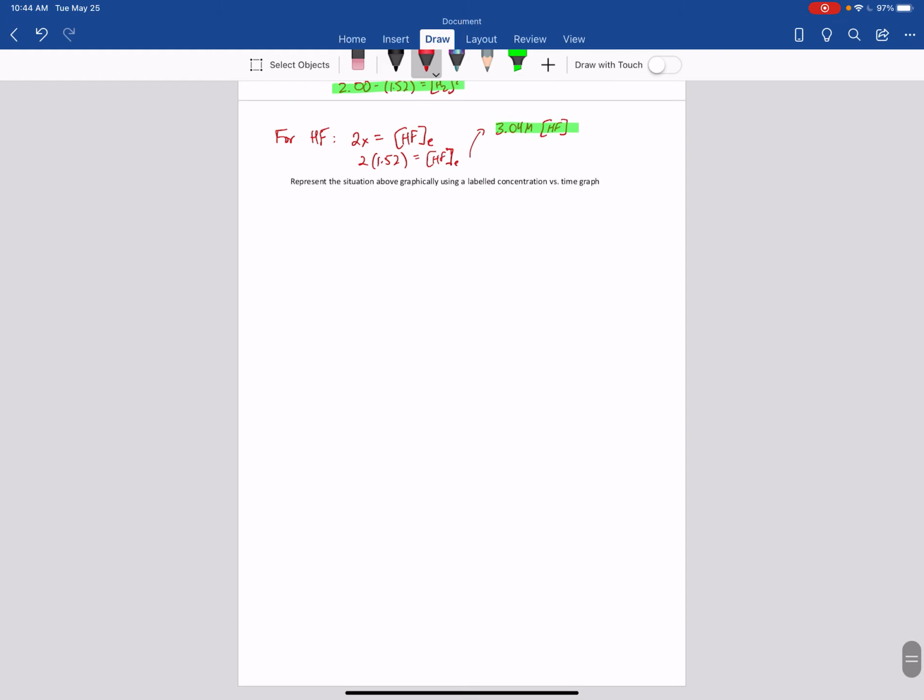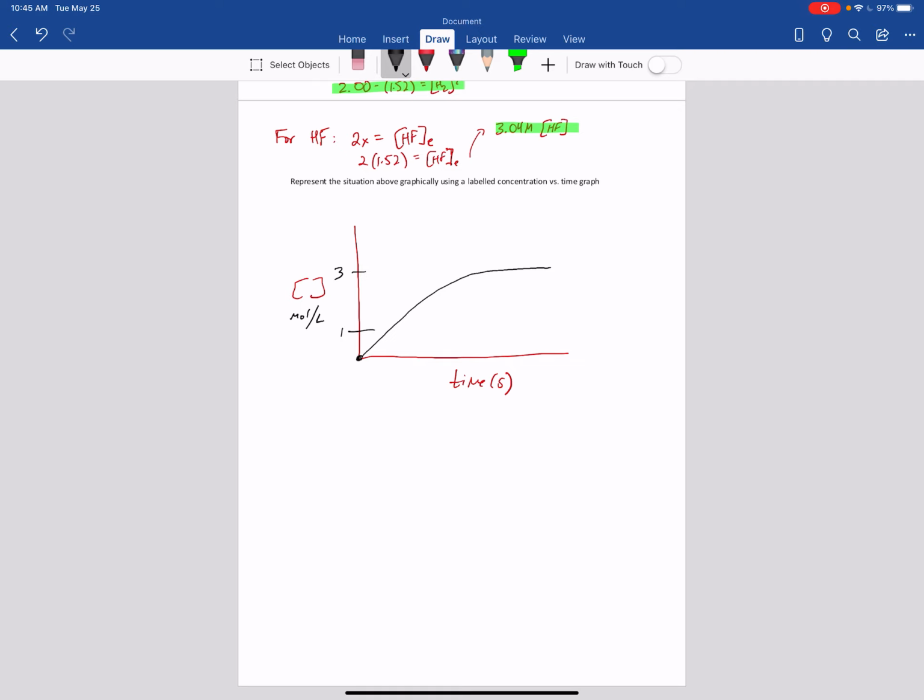So to follow up with that, if we want to represent that graphically, I'm going to do concentration over time, and we usually measure time in seconds. We talked about that in Unit 2. So we'll use some different colors here. To start off, concentration of hydrogen fluoride is 0, and then it increases and levels off at 3 moles per liter. Okay, if we label that as 3, we should be consistent.